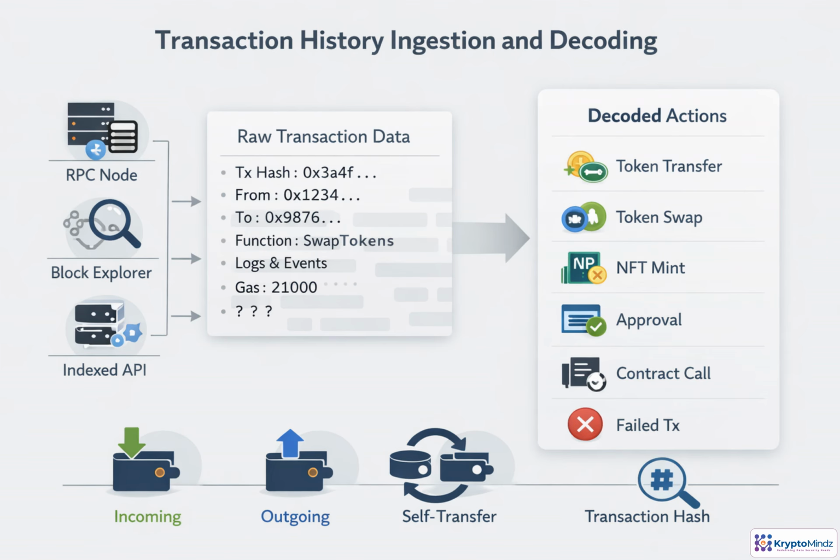Transaction history begins as noisy technical evidence. The assistant may fetch it from RPC nodes, explorers, or indexed APIs, then decode function calls and event logs to understand what happened. Next comes classification: incoming value, outgoing value, self-transfer, swap, approval, mint, contract call, or failure. Finally, the result is enriched with token names while preserving the transaction hash, so every summary remains verifiable.